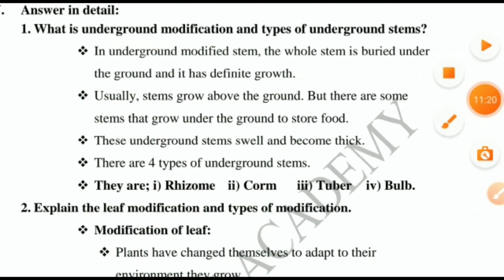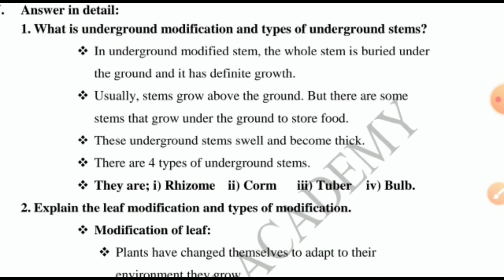What is underground modification and types of underground stems? In underground modified stems, the whole stem is buried under the ground and it has definite growth. Usually, stems grow above the ground, but there are some stems that grow under the ground to store food. These underground stems swell and become thick. There are four types of underground stems. They are rhizome, corm, tuber, bulb.